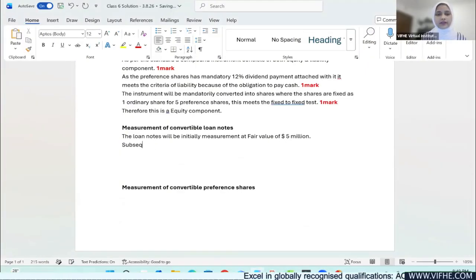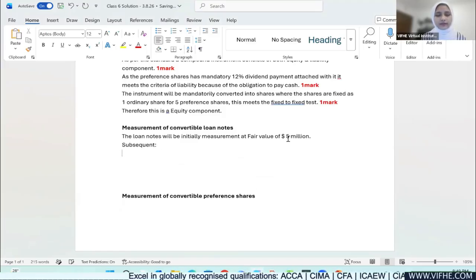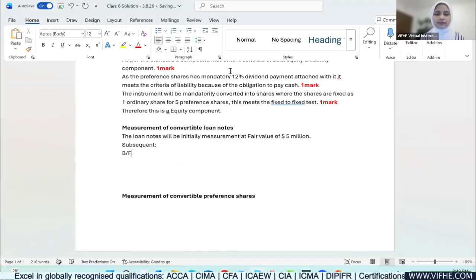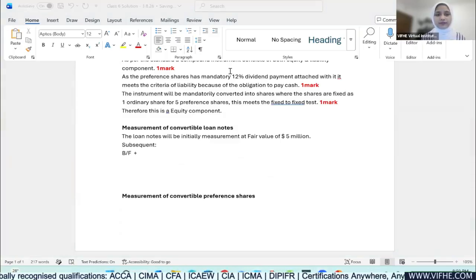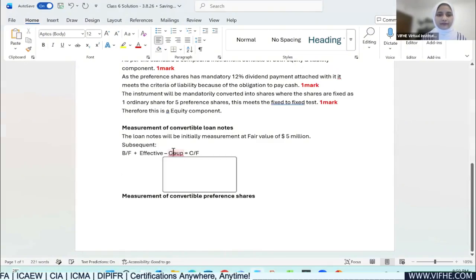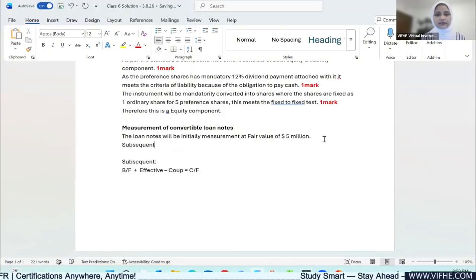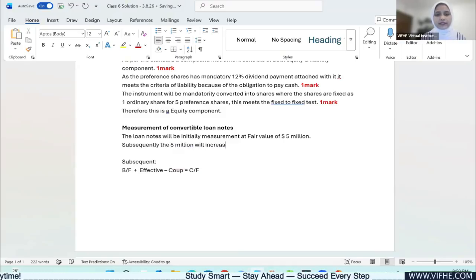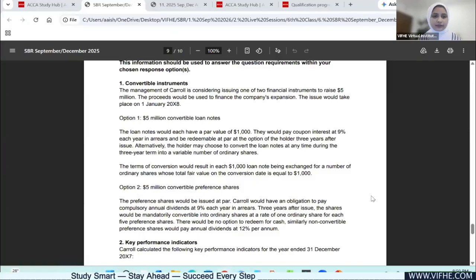Subsequently, you know how you have the amortized cost table? Brought forward plus, can you tell me what comes after brought forward? Effective interest minus coupon will give you carry forward. So if you want, you can draw this table so that you can explain it. Okay. So I'm going to write: subsequently, the 5 million will increase by the effective rate. I don't know what it is. I'm going to come to the scenario and read the effective rate.